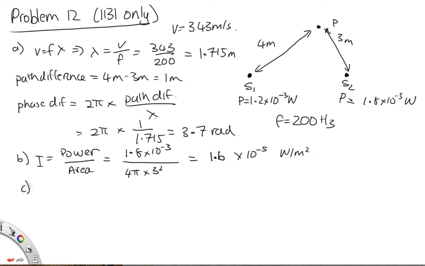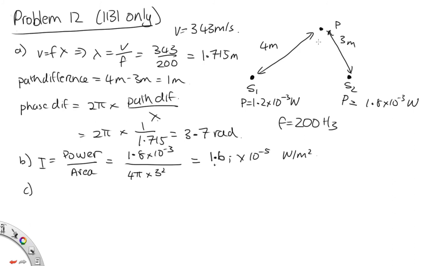Part C, we're now asked what is the intensity if speaker 2 is turned off and it's just due to speaker 1. Well, we use the same equation. The power coming from speaker 1 is 1.2 times 10 to the minus 3, and this is spread out over a larger surface area as the radius is now 4. And so we've got 4 pi times 4 squared down here. Now solving that on the calculator, you end up with 6.0 times 10 to the minus 6 watts per meter squared.